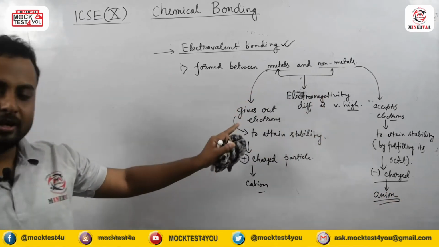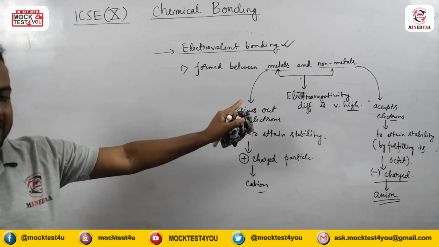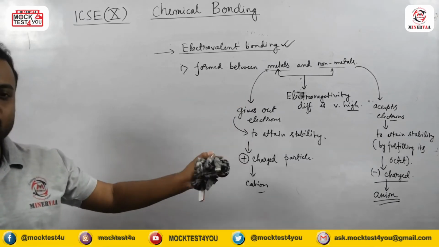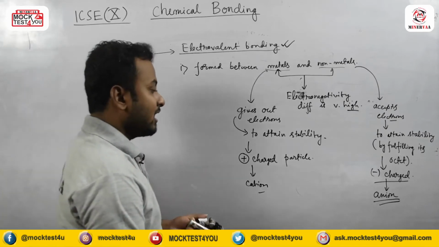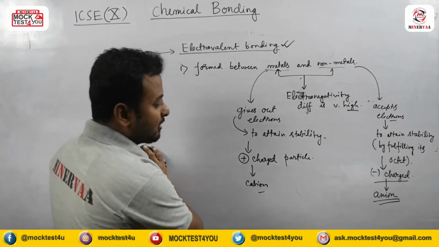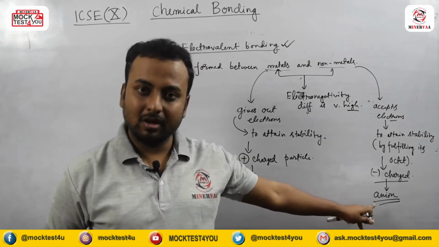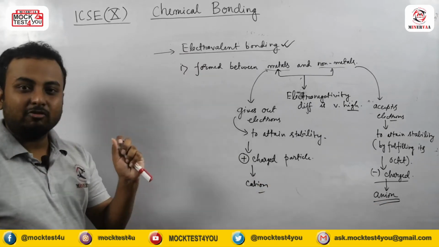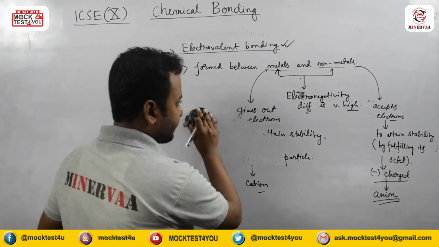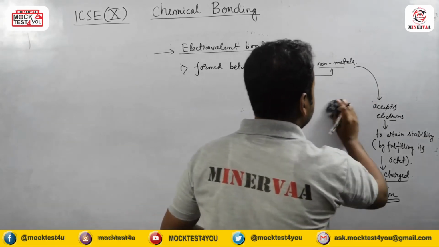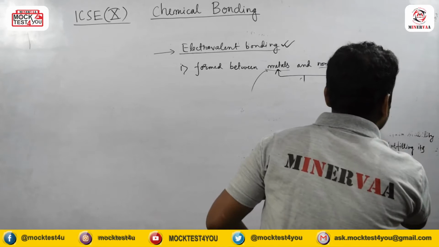So this is the property of metals and non-metals. Metals give out electrons and non-metals receive electrons, and due to this process two kinds of species are formed: one is a cation and one is an anion. That is what happens in electrovalent bonding. We will see it with an example.